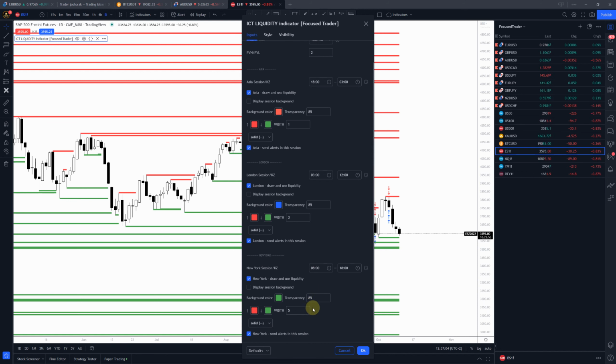And the last thing that I want to show you, and it's also a very important one, is the possibility of setting alerts.